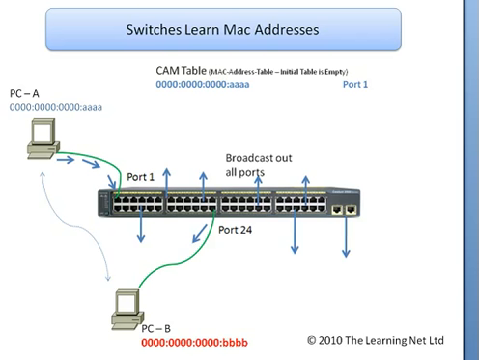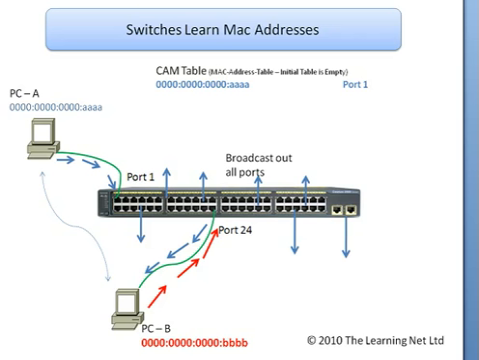It will then send a broadcast out all its ports, because that is the rule. Whenever I receive a broadcast, I must send the broadcast out on all the ports, apart from the port from where it came. Okay, so in this instance, it will send out all the ports, including port 24, where PCB is attached. PCB will say, yes, this is my IP address. Here we go. Take my MAC address.